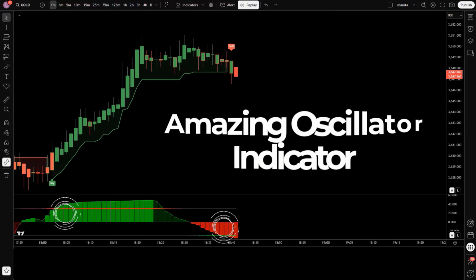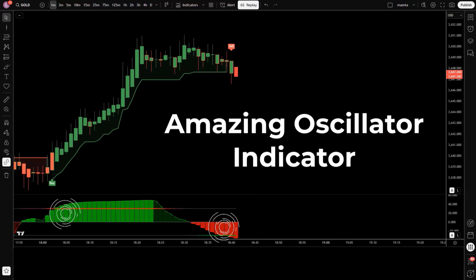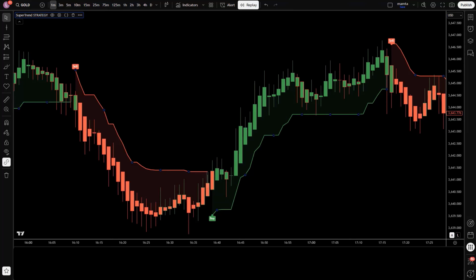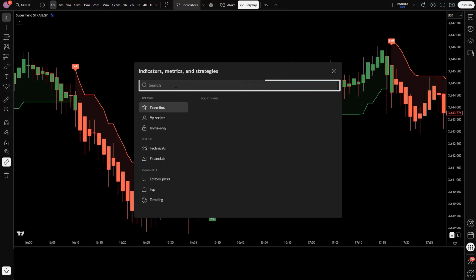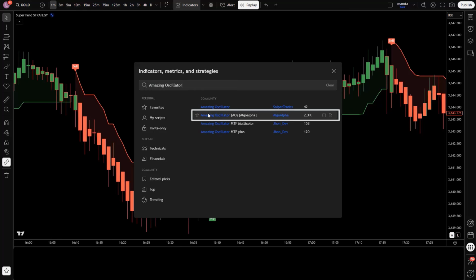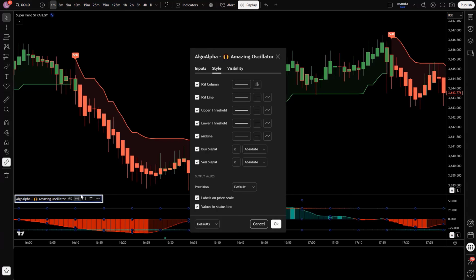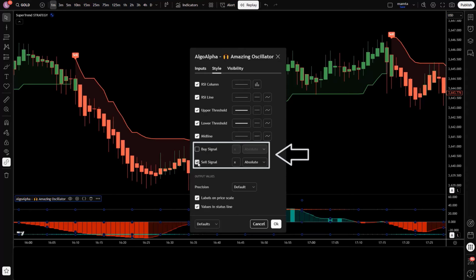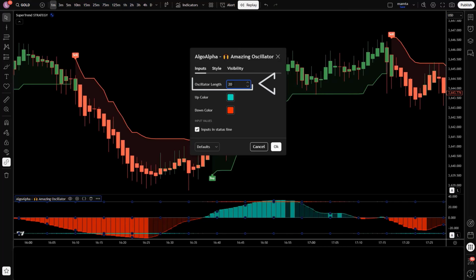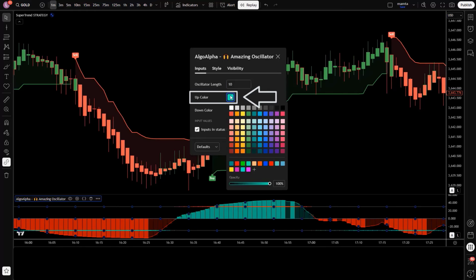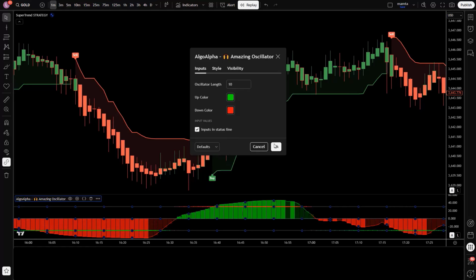The green and red color columns we see in the chart is called the awesome oscillator indicator. Let us now understand the trading setup. We will search awesome oscillator in the search box of TradingView. After that we have to click on the awesome oscillator option, in which we have to change some settings. We need to hide these options. We have to change this oscillator length option from 20 to 10. We have to change this up color option from teal to green. Now our setup is ready.